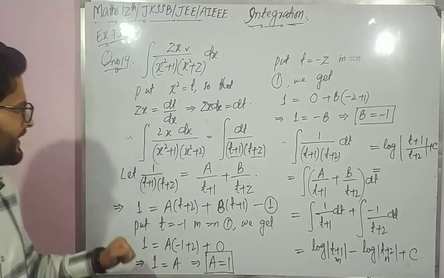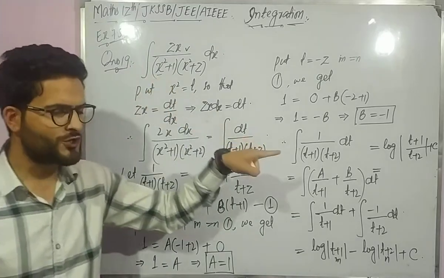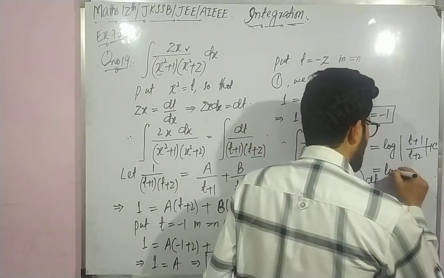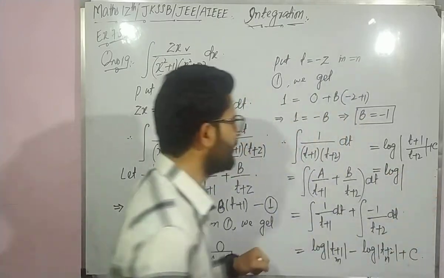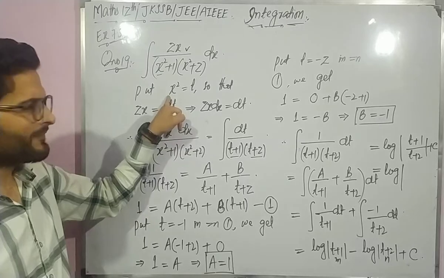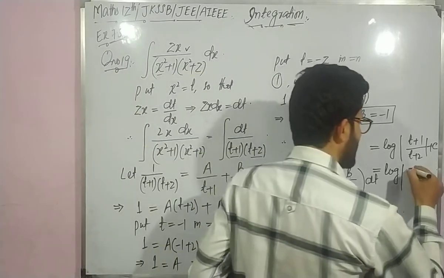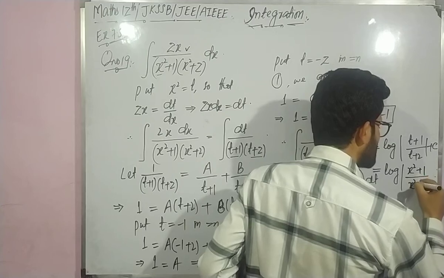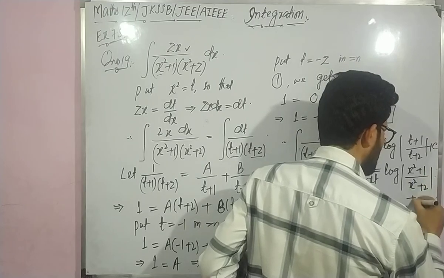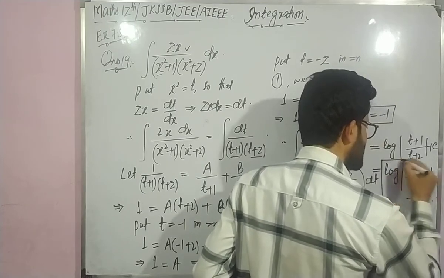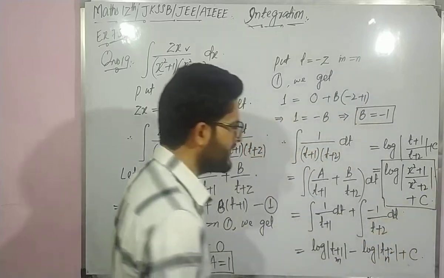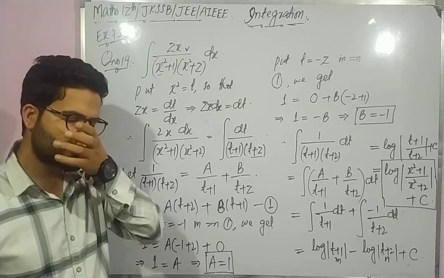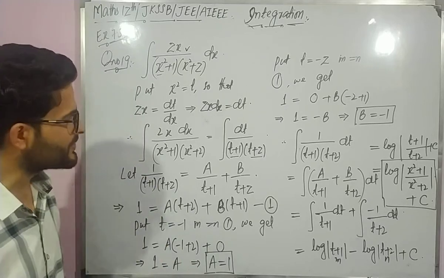The original integral was in terms of x, so we need to find the answer in terms of x as well. So that is equal to log of mod of, now put the value of t. The value of t is x square, so log of mod of (x square plus 1) divided by (x square plus 2), plus c, the constant of integration. This is nothing else but the antiderivative of the function 2x divided by (x square plus 1) into (x square plus 2) dx.